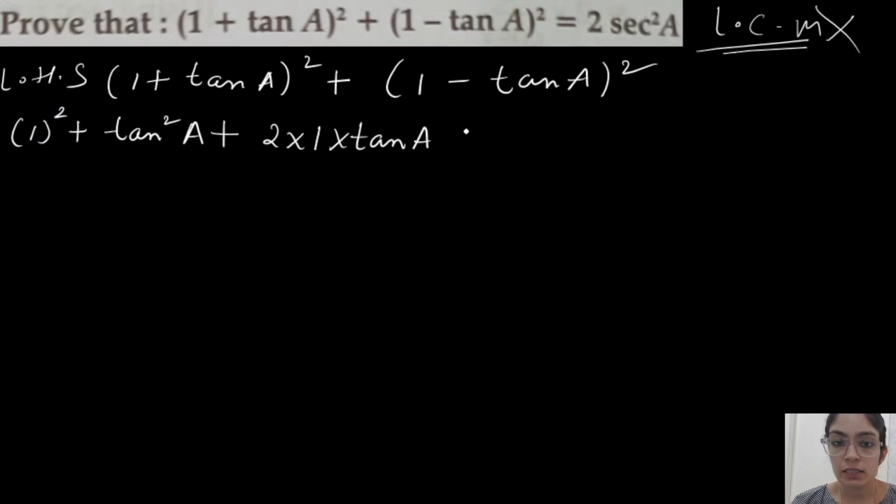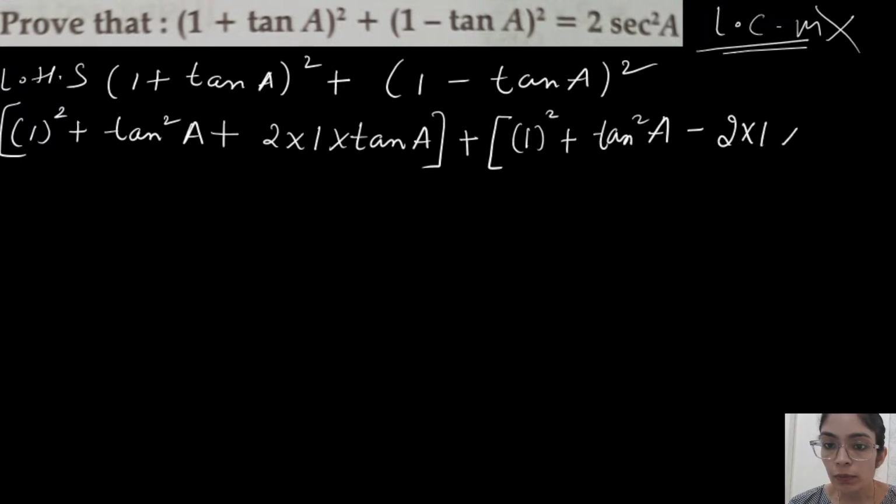So this is for the first one I have used. Then for the second one, this is for the first. Then the second one is (A minus B) whole square, so A square plus B square minus 2 into A into B. So A is 1, B is tan A here. If you want, you can also write A is 1, B is tan A here.